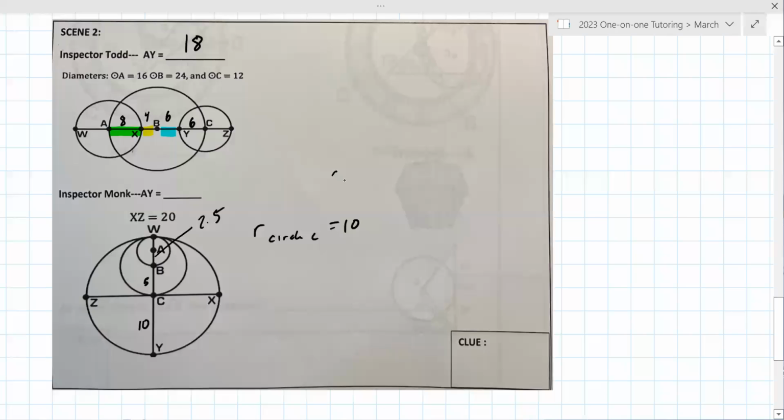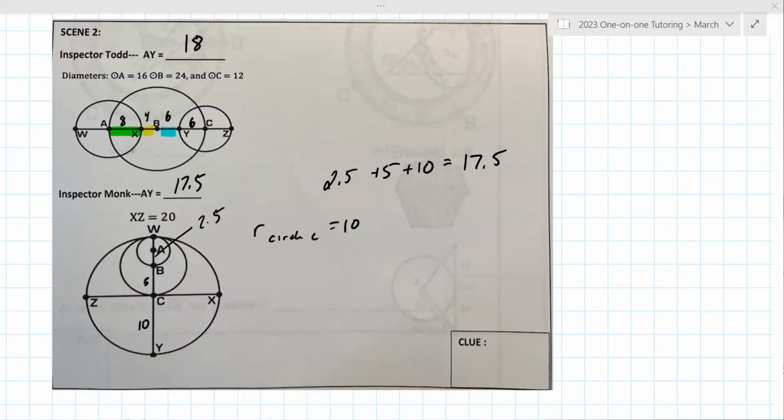So AY is 2.5 plus 5 plus 10, 17.5. Cool.